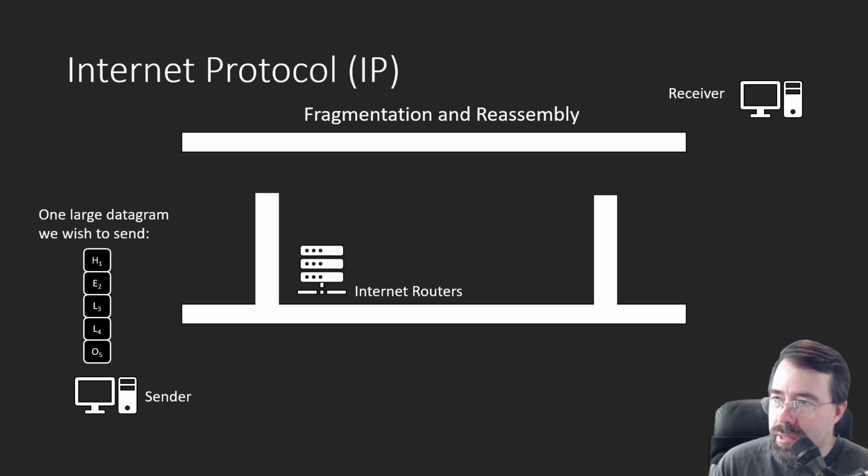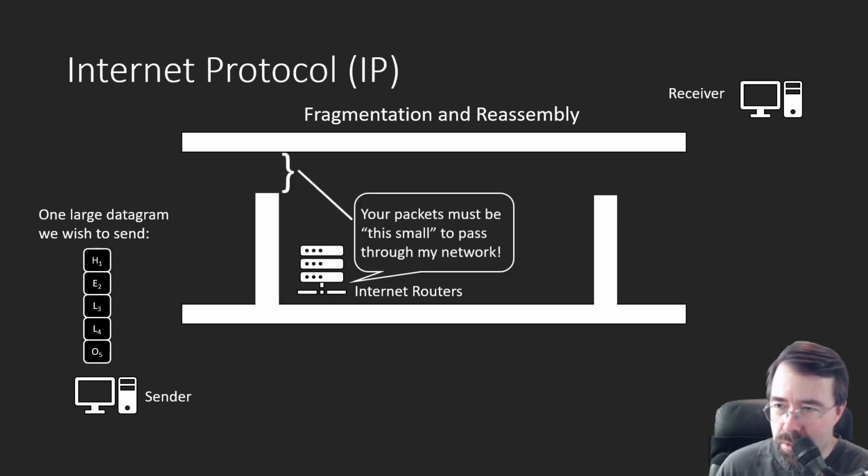Okay. Now a little bit deeper into the Internet Protocol. I talked about datagrams. Datagrams can't just be any size, because there are going to be computers throughout the network which can't take large datagrams. They have limits. So let's say we have this large datagram we wish to send, and now for illustration purposes, just pretend that 5 characters is large, and that the router in between there is very stingy and can only fit 1 character at a time. Your packets must be this small to pass through my network.